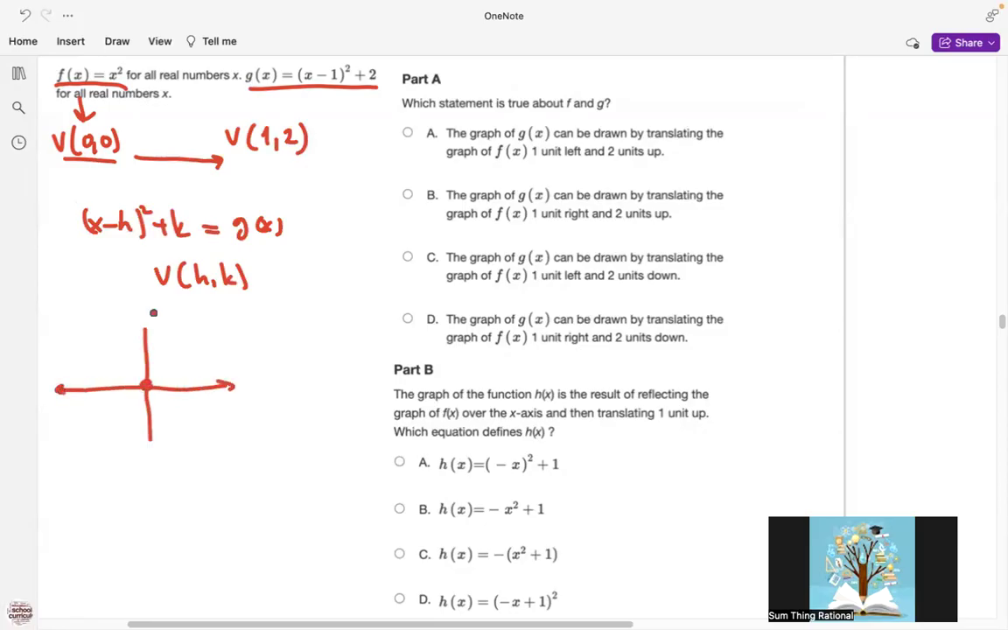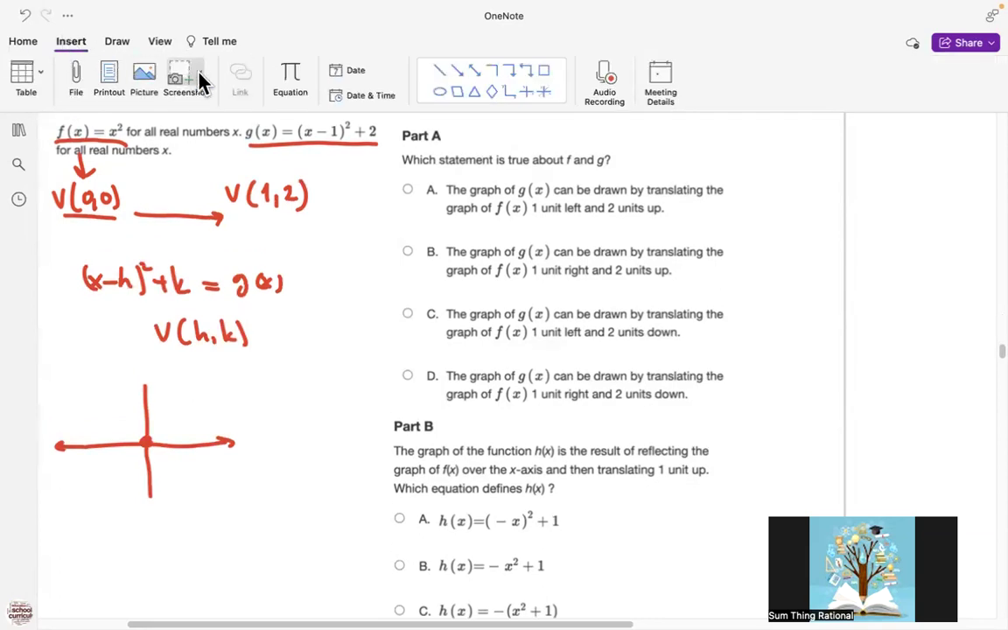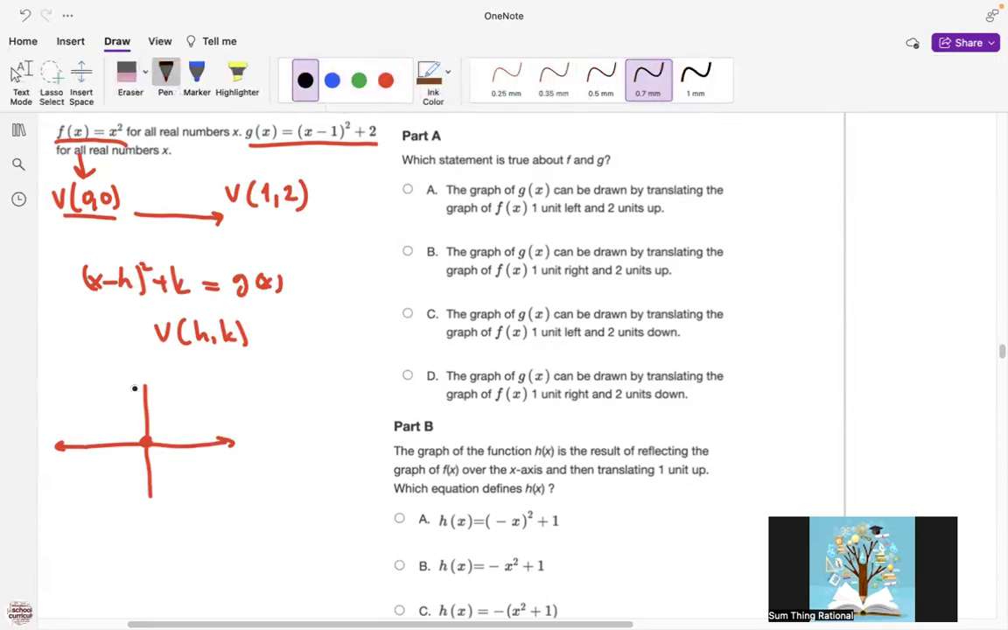Okay, the origin is here. Let me choose a different color. The origin is here. So (1, 2) is 1 unit right on the x-axis and 2 units up. You can extend the y-axis. So your new vertex is here for the g of x function. That means 1 unit right, 2 units upward.